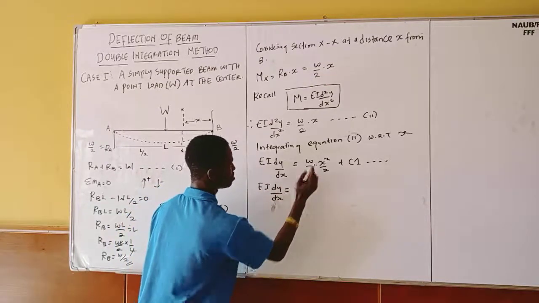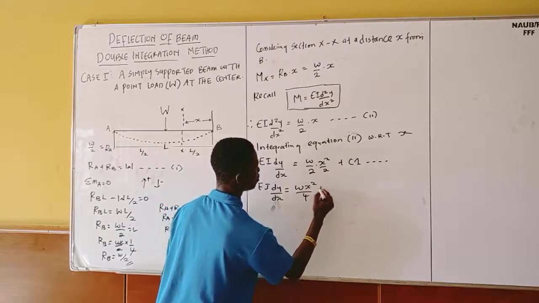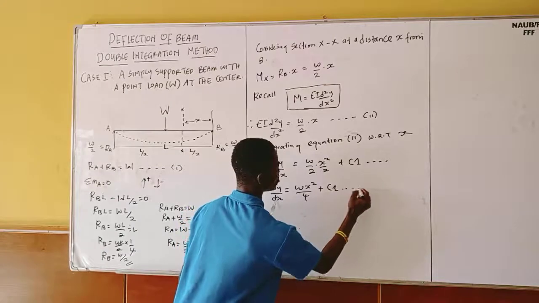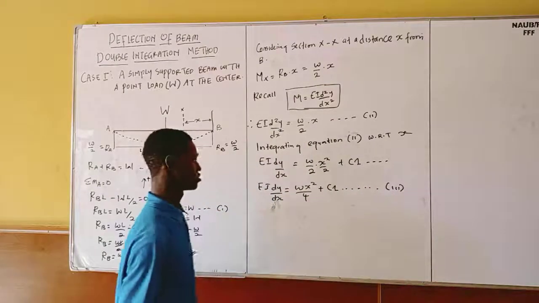So in this case now, to simplify this one, I'm going to have EI dy dx equals to, this is a multiplication, WL squared over 4 plus C1. So let me call this my equation 3.